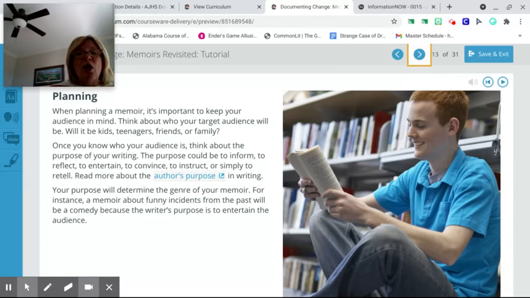So once you decide who your audience is, think about the purpose. Okay. So do you want to inform your audience? Do you want to reflect? Do you want to entertain, convince, instruct, or simply retell? Now, if you're writing about how your body and mind change as you grow, if you're writing to children, you want to write to inform them. If you are writing to a family member, like a parent or a grandparent, you might want to write about it as a reflection. Okay?